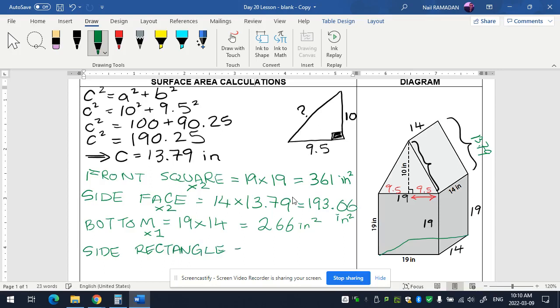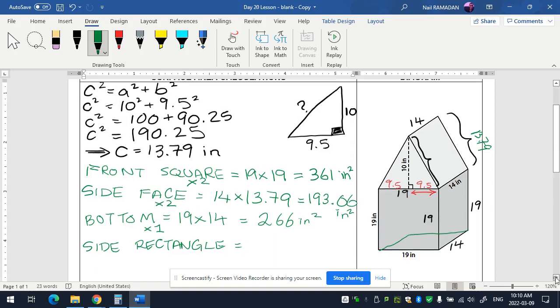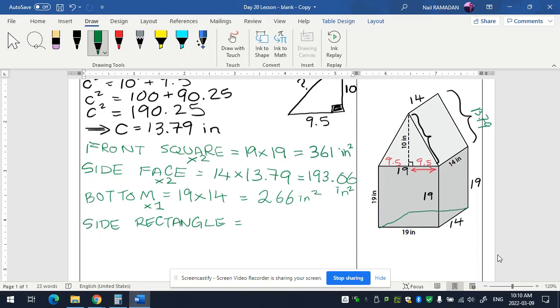Sebastian, is it going to be doubled? Of course it is. There's a right side rectangle and a left side rectangle. Everyone look, just like Sebastian said, it's 19 times 14. Guess what? We already have that number. 266 inches squared. And as Sebastian perfectly said, it needs to be doubled. Come on, last 2 faces.